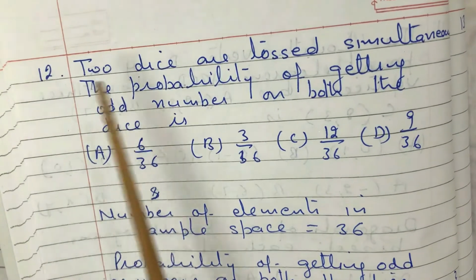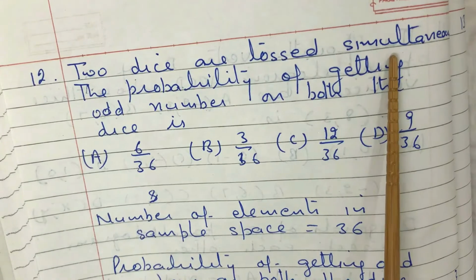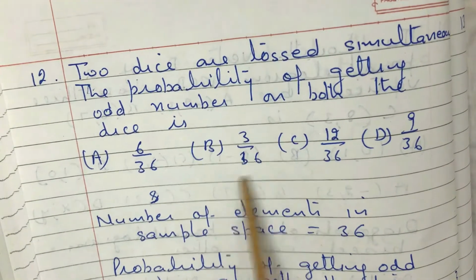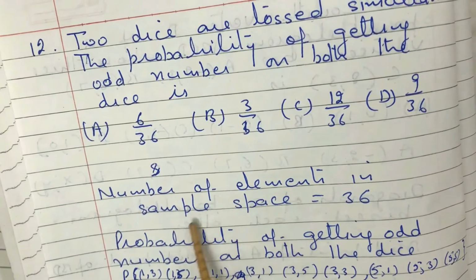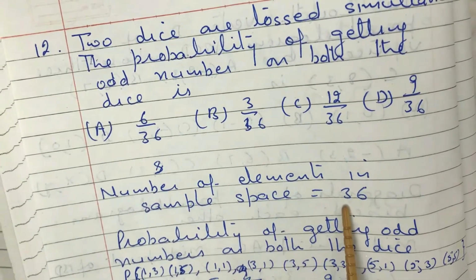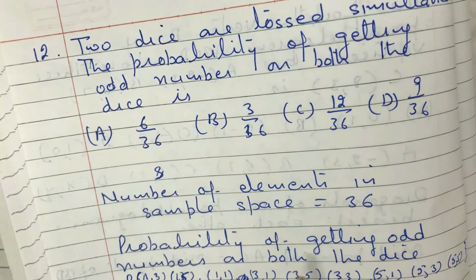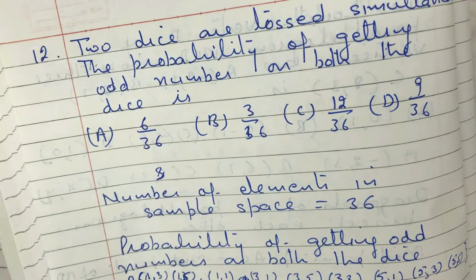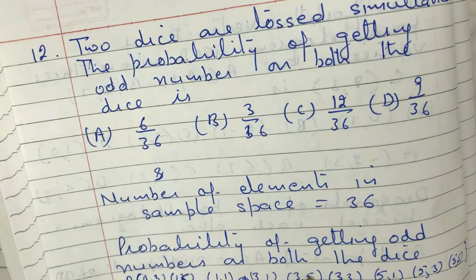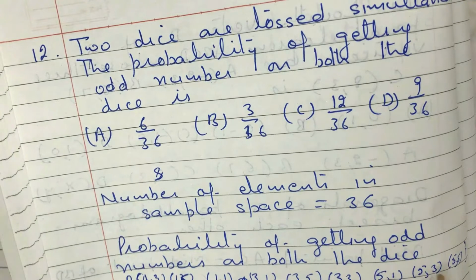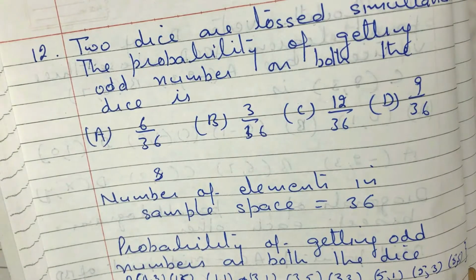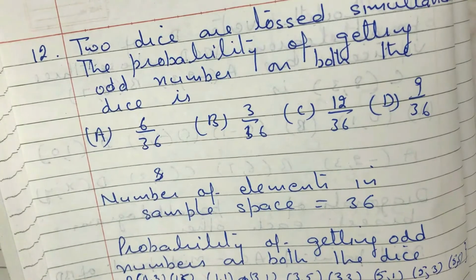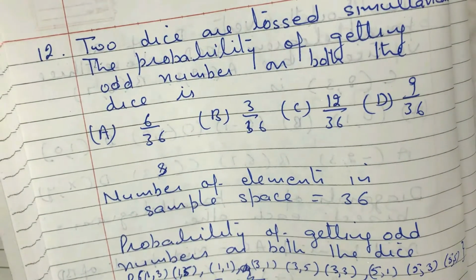Now the 12th question is, 2 dice are tossed simultaneously. The probability of getting odd number on both the dice is, there are 4 options. So number of elements in a sample space is 36. Now probability of getting odd number on both the dice. But the odd number on both the dice means you can get 1 3, 1 5, 1 1, 3 1, 3 5, 3 3, 5 1, 5 3, 5 5. There are 9 in number. 1 2 3 4 5 6 7 8 9. So that is equal to 9 by 36. So D is the option.